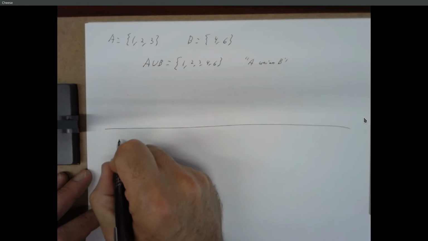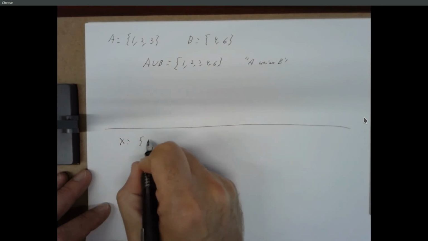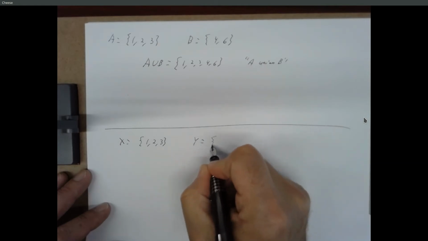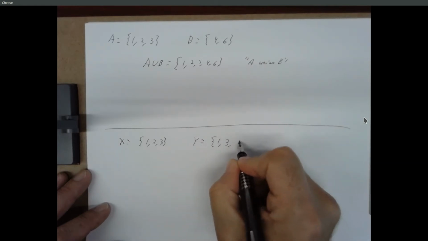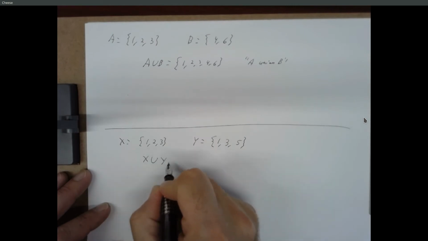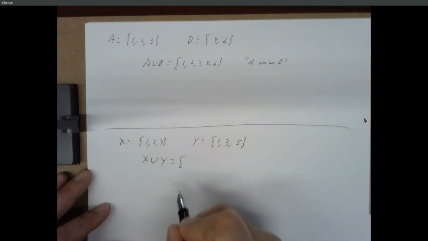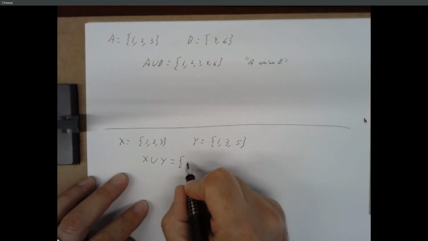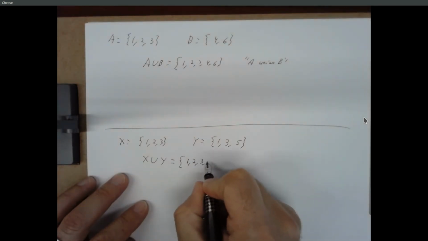And we can have a set X equals the set containing 1, 2, 3, and the set Y is a set containing 1, 3, 5. And the union of X and Y would be the set we get by just putting these two sets together. It would not be the set {1, 2, 3, 1, 3, 5}. Okay, remember we can't write a set that lists an element more than once. It would simply be the set {1, 2, 3, 5}.